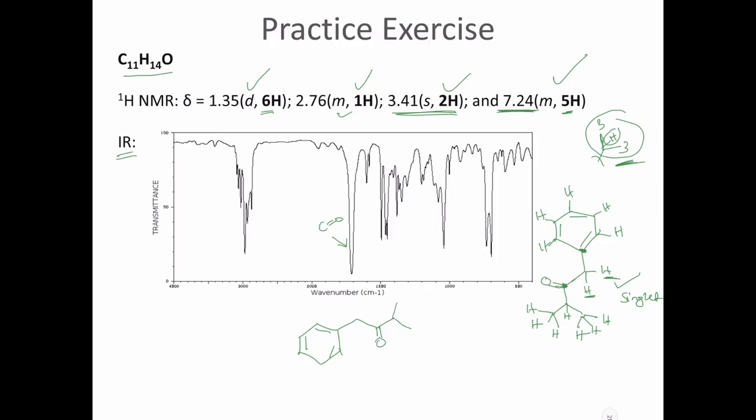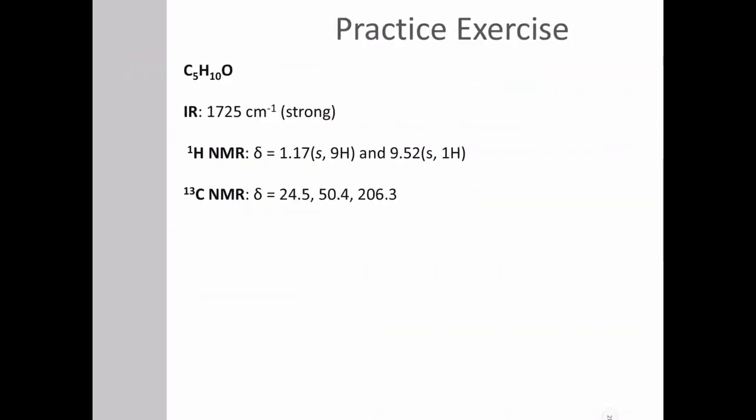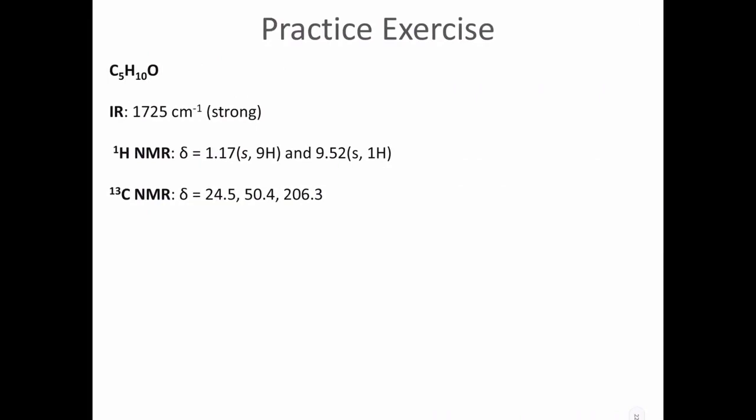That is the structure of the compound. Determine the structure of C5H10O. What do we have? What we know is that there's going to be a carbonyl because we have a strong peak at 1725. So we are sure of a carbonyl.